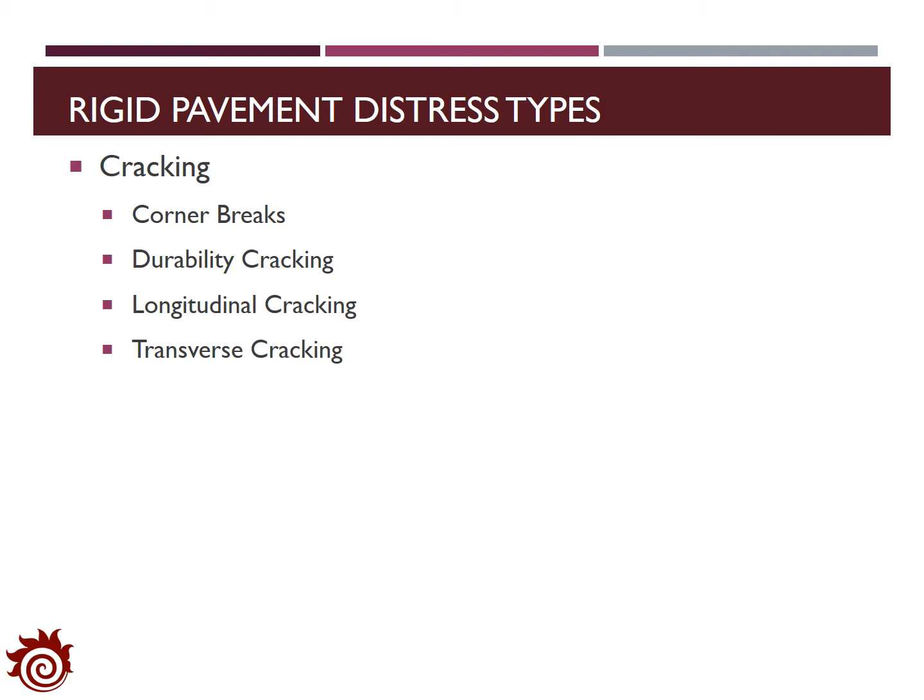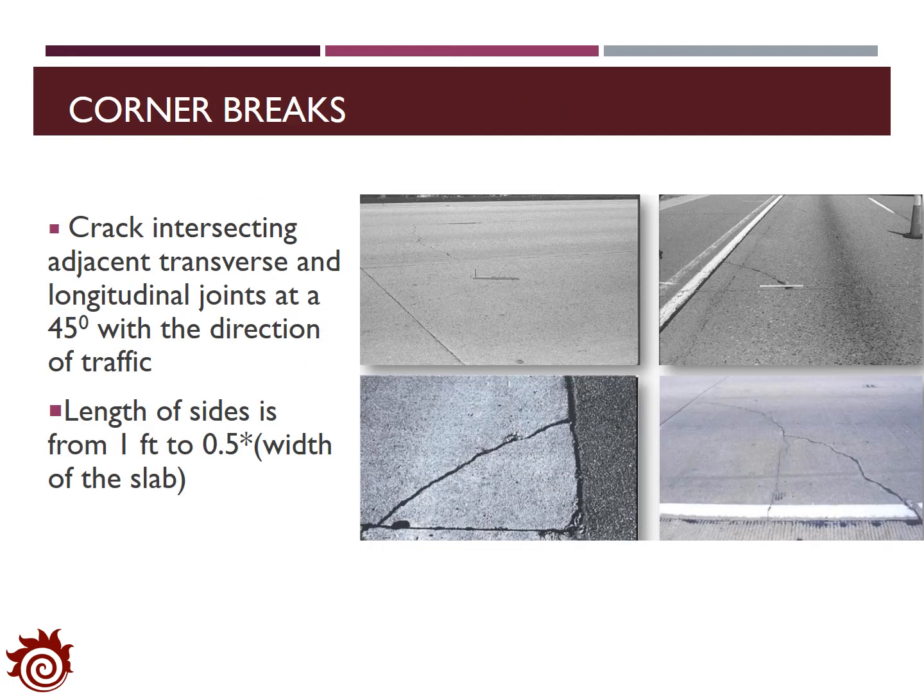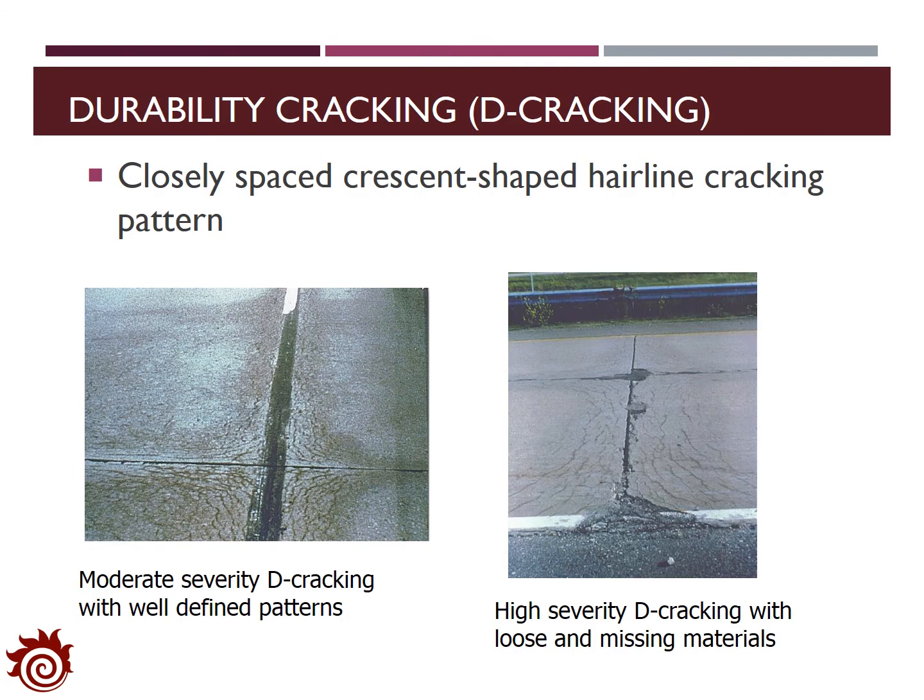Cracking in rigid pavement can be divided into 4 types: corner breaks, durability cracking, longitudinal cracking, and transverse cracking. First, corner breaks will usually create cracks which intersect adjacent transverse and longitudinal joints of concrete slabs, and they form an angle of about 45 degrees to the direction of traffic. Usually the length of the side varies from 1 foot to half the width of the slab. The figures on the right demonstrate some corner breaks.